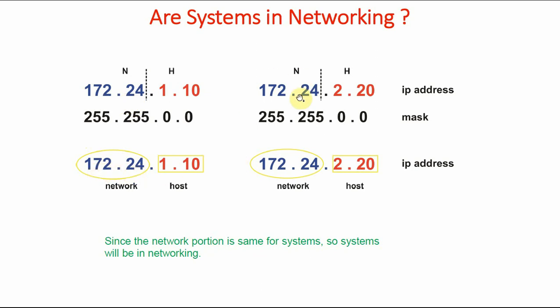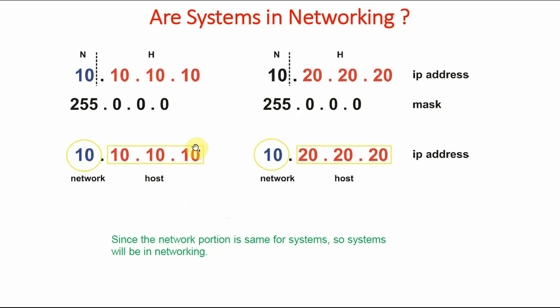Now here also the first 2 octets are your network ID or network number, again which is 172.24. And what about the host? The host is 1.10, in this case 2.20. Now in both cases the network ID is the same, that means these systems are going to be in networking.